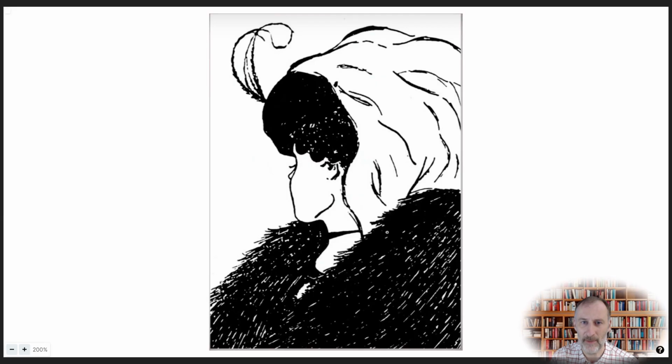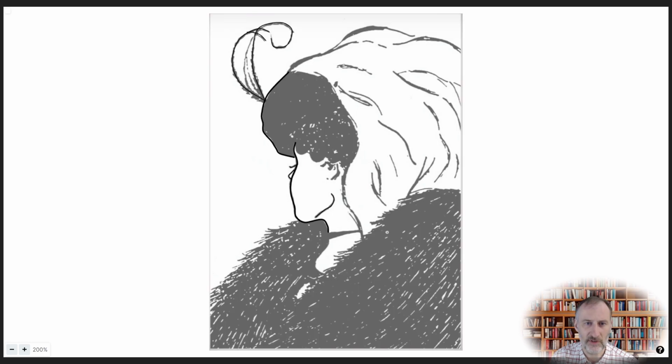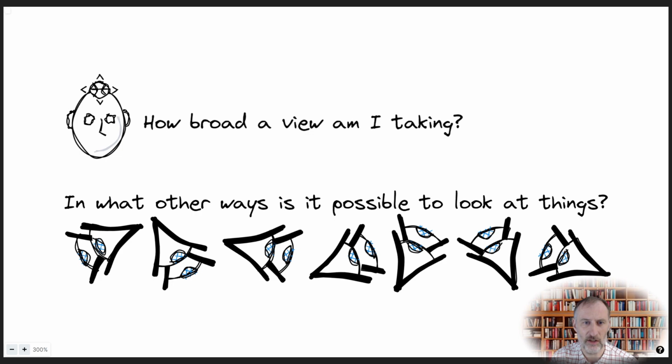Perception has two dimensions, breadth and diversity. Diversity is the ability to look at the exact same thing, but in a different way. The key questions to ask are, how broad a view am I taking? And in what other ways is it possible to look at things?